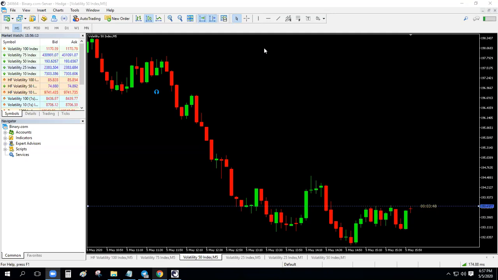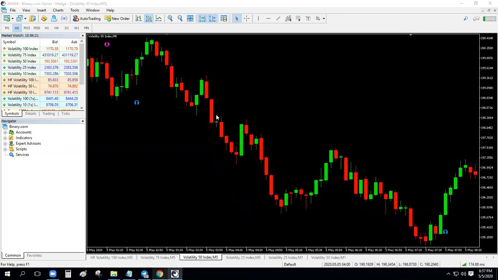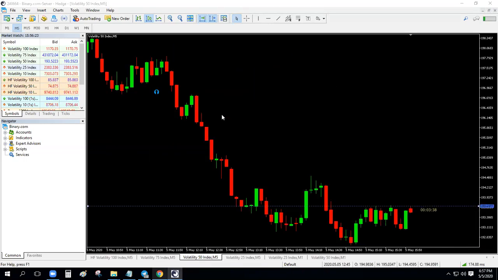What do you say about this indicator? Where do we get it? The indicator you see on the chart here, the one that has these arrows. This is my custom-made indicator. I designed it when I started trading these things before.